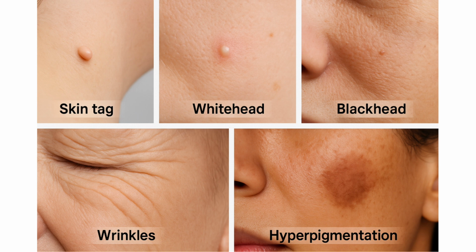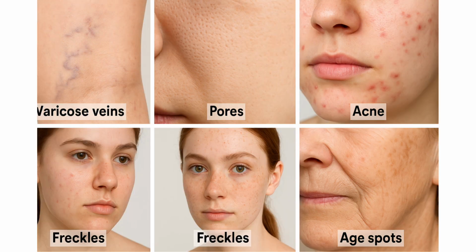Hyperpigmentation, dark patches of skin caused by excess melanin. Example: sunscreen helps prevent hyperpigmentation. Let's look at image 2 now. Varicose veins, swollen, twisted veins visible under the skin, usually on the legs.